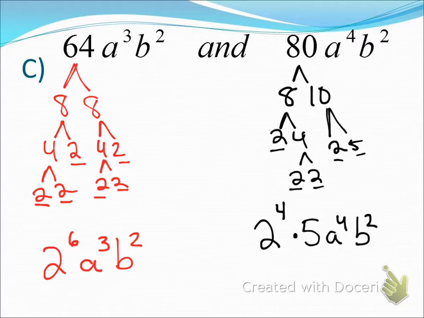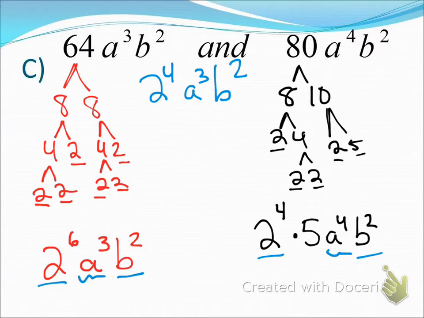So the GCF, they both have a 2, right? 2 to the what? I'm going to write it up here. 2 to the 4th, right? 6 and 4 are the exponents. You go with the smallest one. They both have an a. What's the smallest exponent? A to the 3rd. And then they both have a b to the 2nd. Good.